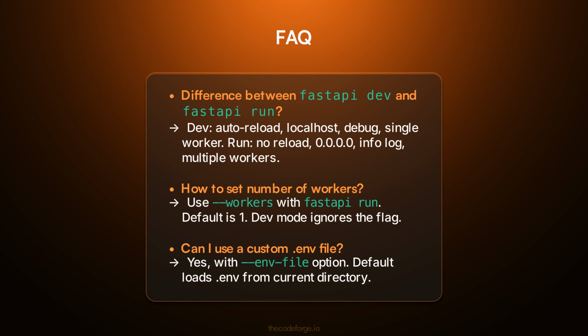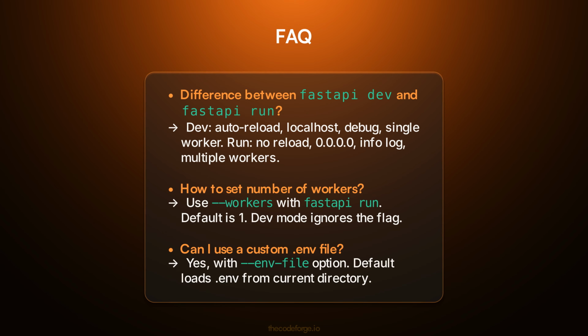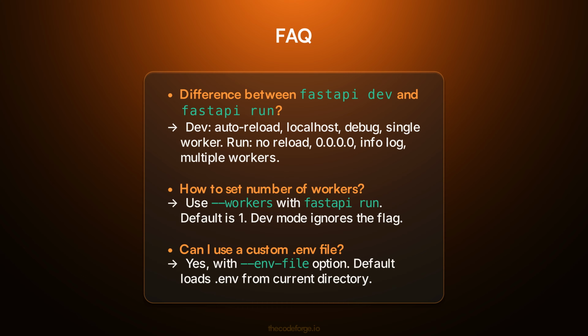And a few frequently asked questions. Difference between fastapi dev and fastapi run? Dev: auto-reload, localhost, debug, single worker. Run: no reload, 0.0.0.0, info log, multiple workers. How to set the number of workers? Use --workers with fastapi run. Default is 1. Dev mode ignores the flag. Can I use a custom env file? Yes, with the --env-file option. By default it loads .env from the current directory.